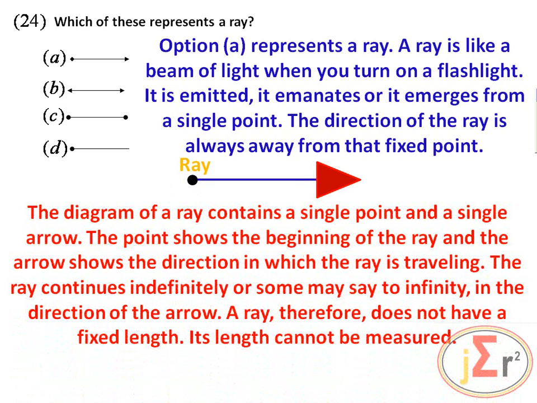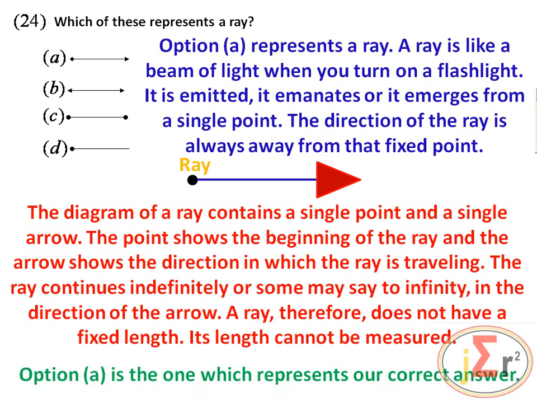The diagram of a ray contains a single point and a single arrow. The point shows the beginning of the ray, and the arrow shows the direction in which the ray is traveling. The ray continues indefinitely, or some may say to infinity, in the direction of the arrow. A ray, therefore, does not have a fixed length. Its length cannot be measured. Option A is the one which represents our correct answer.